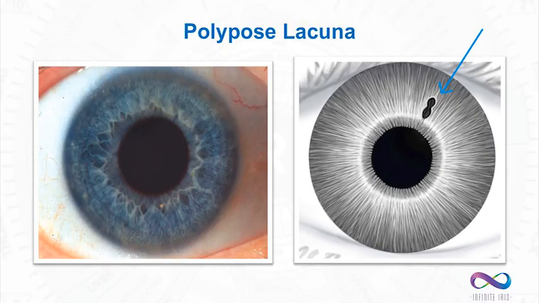The polypose lacuna looks like a little peanut. It's always along the collarette. It has to do with a tendency for intestinal polyps. And here we see the polypose lacuna.